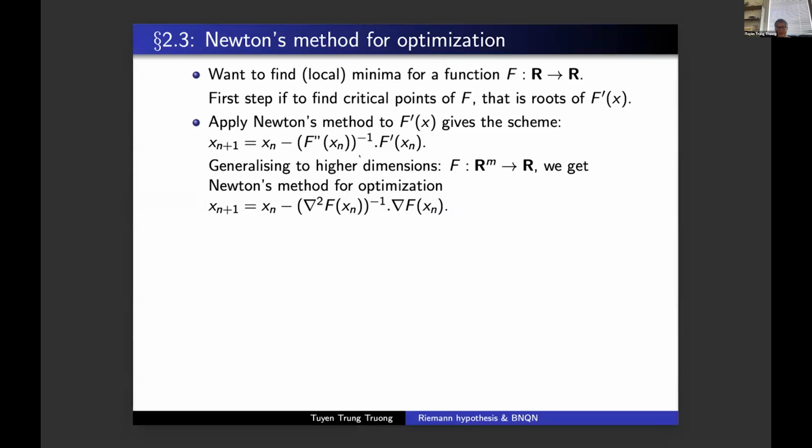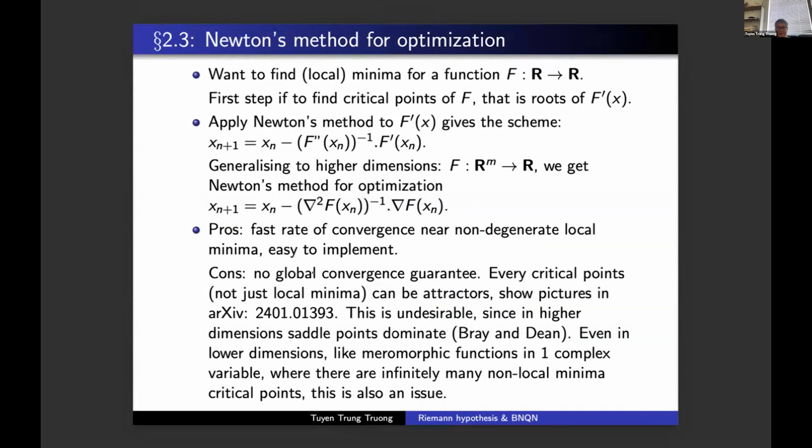And this formula can be extended to a higher dimension. In higher dimension you have f from R m to R. Then you take the Hessian, you replace the second derivative by the Hessian matrix and the derivative by the gradient, and you have the same formula. So this is Newton method for optimization. In this talk, we will concentrate on m equals 2 because we will work on C, and C is R2. Again, it has local convergence. It has the same rate of convergence like the Newton method for root finding, and it's also easy to implement in computers.